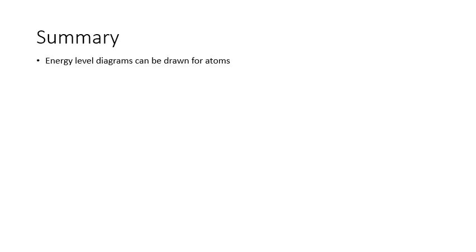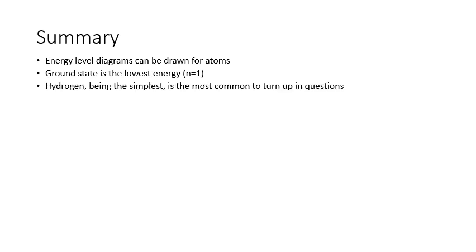So energy level diagrams can be drawn for atoms, where each level represents an orbital. Ground state is the lowest energy, and that's n equals 1. Hydrogen, being the simplest, is the most common to turn up in exam questions. So in 90% of exam questions, the energy level diagram that turns up will be hydrogen, with the ground state at minus 13.6 eV, or minus 2.2 times 10 to the minus 18 joules.